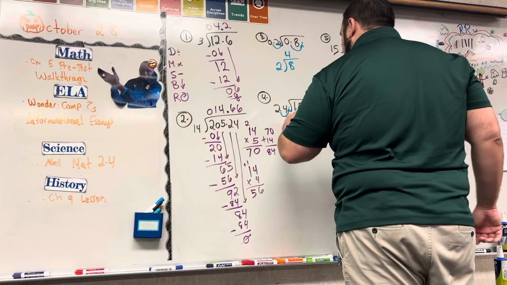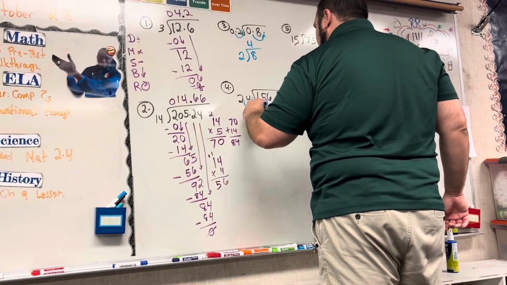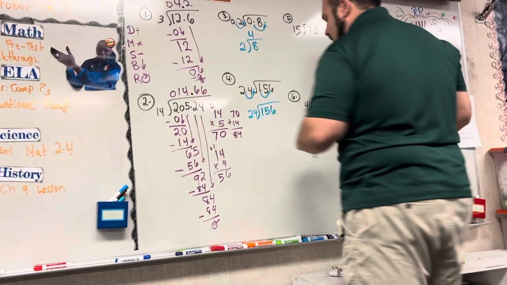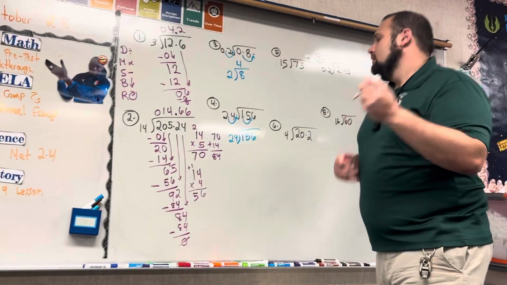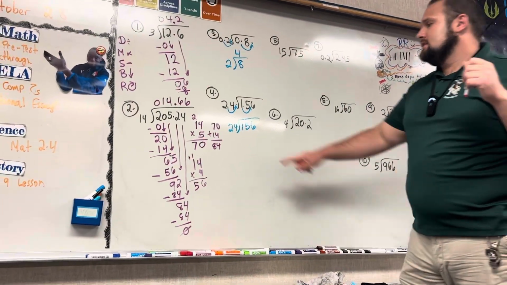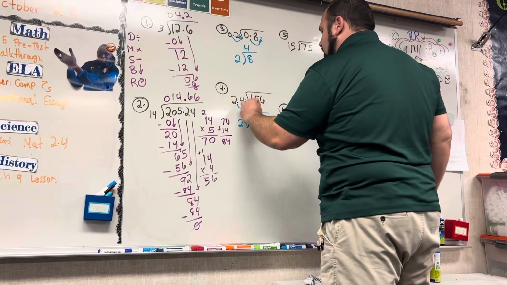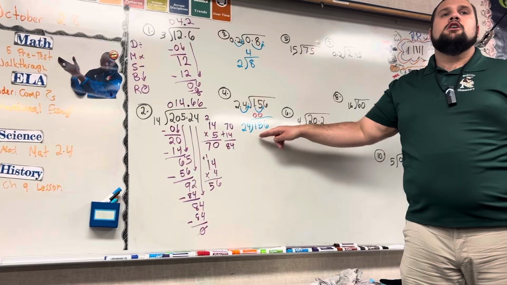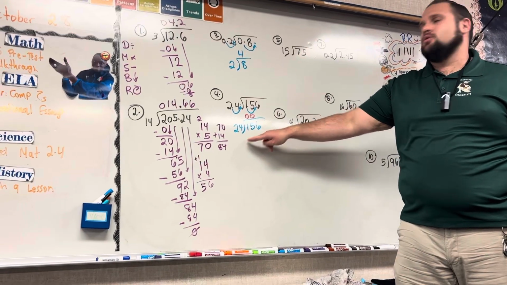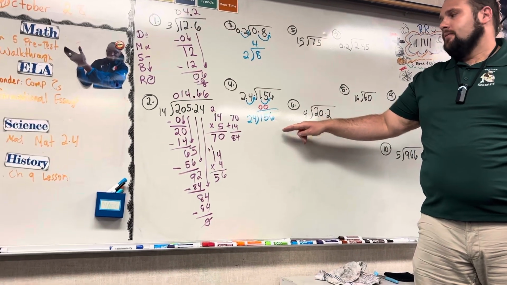Now we have 156 divided by 24. I like to rewrite it because it makes it a little bit more organized, okay? And I know 24 doesn't go into 1 or 15, so I'm going to put zeros as placeholders, right? Those are both too small. So I have to find out how many times does 24 go into 156, okay?